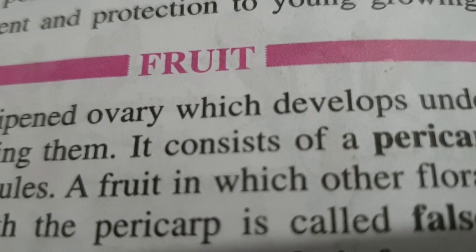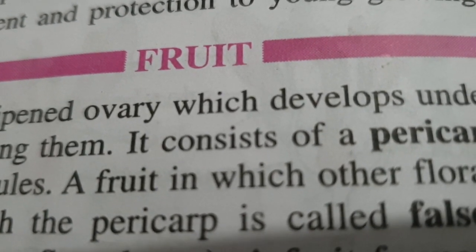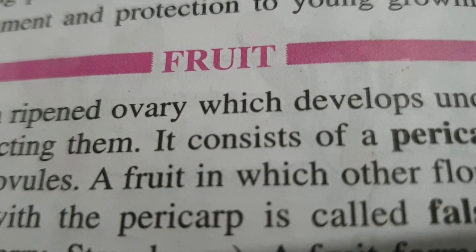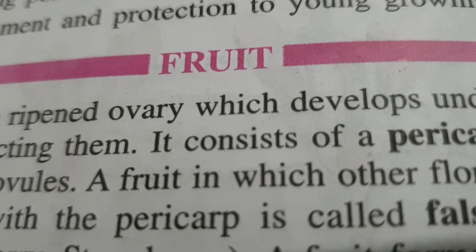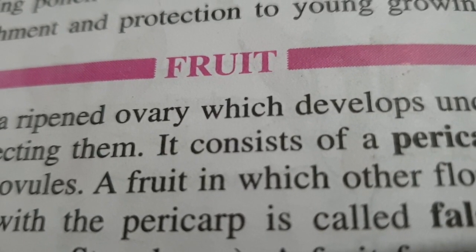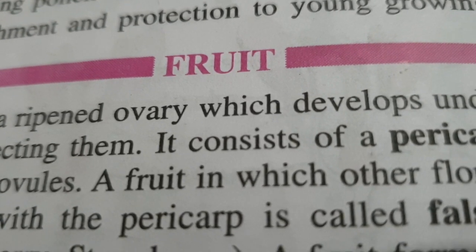So first is the simple fruit. Simple fruit, as we have already said, develops from a single ovary of the flower. Now it is subdivided into, first division is achene fruit. Achene fruits are simple, dry, indehiscent and single seeded fruits.